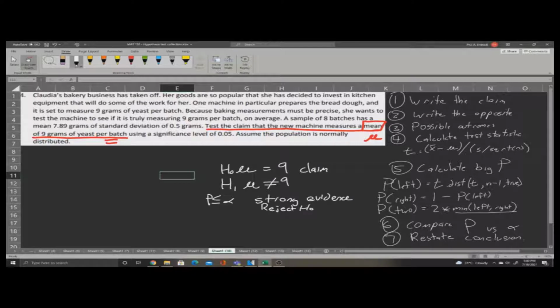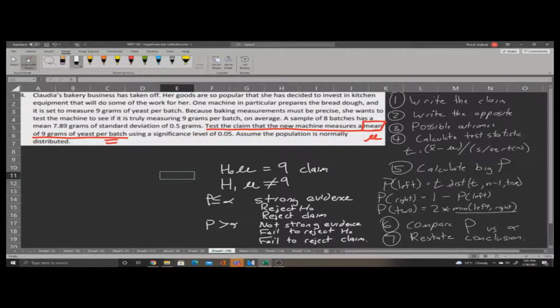Now imagine if we crossed out the null hypothesis, we would also be crossing out the claim along with it. Therefore, this would result in rejecting the claim. Now, if big P is greater than alpha, we have evidence that is not strong. In that case, we fail to reject the null. And in that case, we would have to box it in and keep it. And in that case, we have also failed to reject the claim.